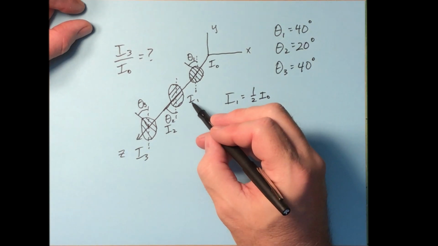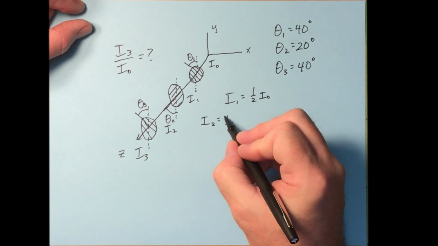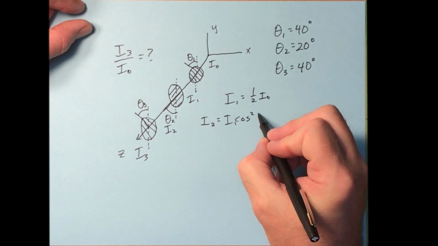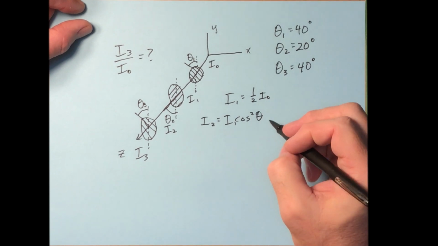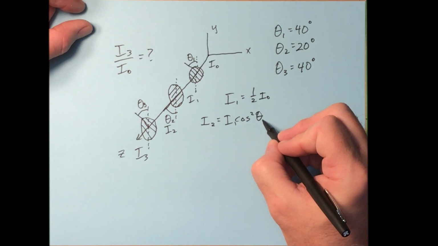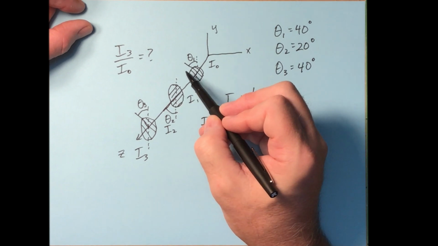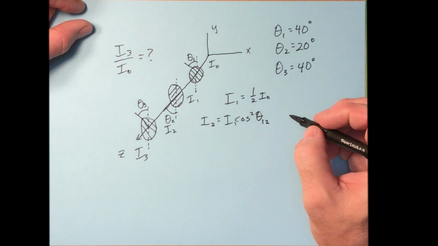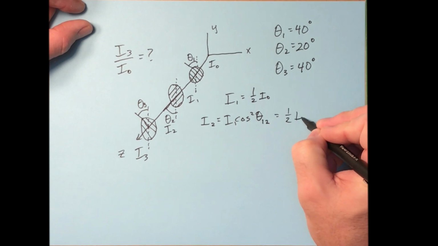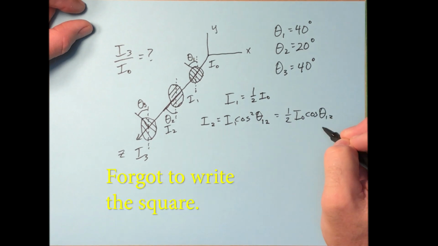And then when it goes through the second one, then I2 is going to be I1, that's the incident intensity, times the cosine squared of the theta. But what is the theta? You've got to understand what this angle is. This is the angle between 1 and 2. So this is the angle between these two things here. And if we plug in for I1, then this becomes 1/2 I naught cosine squared of the angle between 1 and 2.